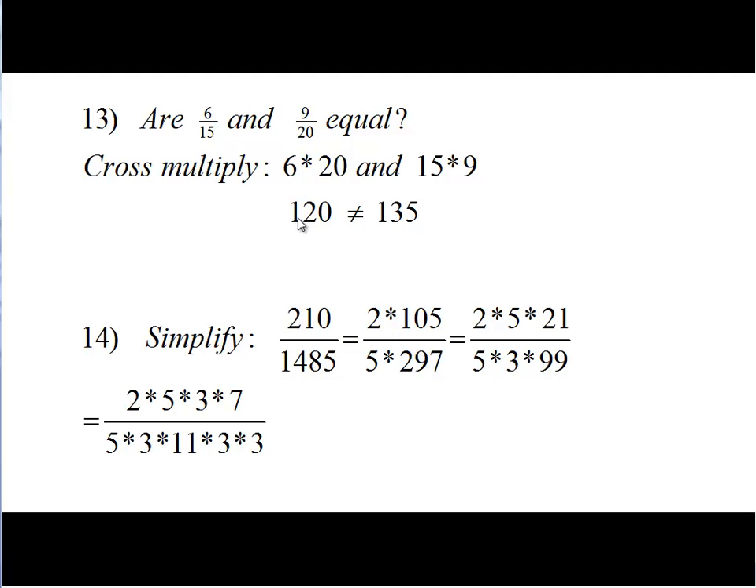Okay, there's no 2's on the bottom, so that can't cancel. 5 cancels, 3 cancels, and I believe that's it. So we have 2 times 7 on top, and 11 times 3 times 3 on the bottom, which makes 14 over 99.